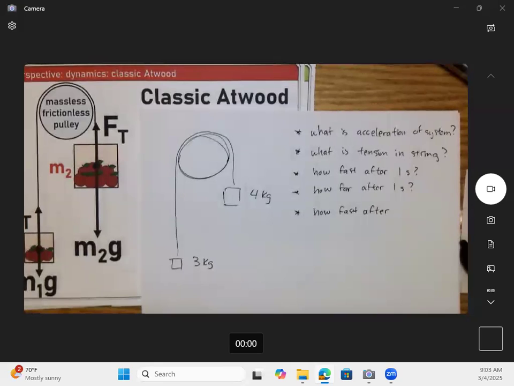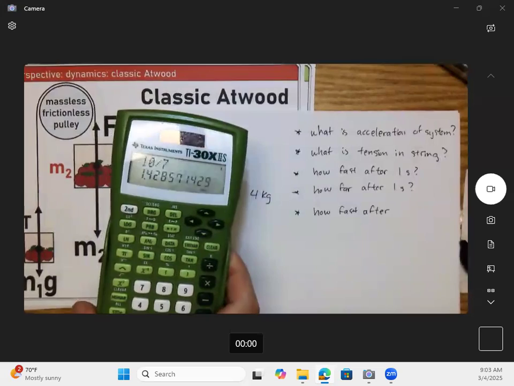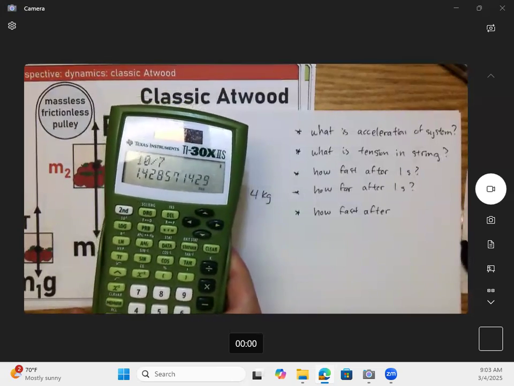So it has to be somewhere between 0 and 9.8, or between 0 and 10 meters per second squared. What you got? Yeah, that's what I got. Yeah, 10/7 or 1.43 meters per second squared. All right, so Hans got it. Yeah, there you go. Right.